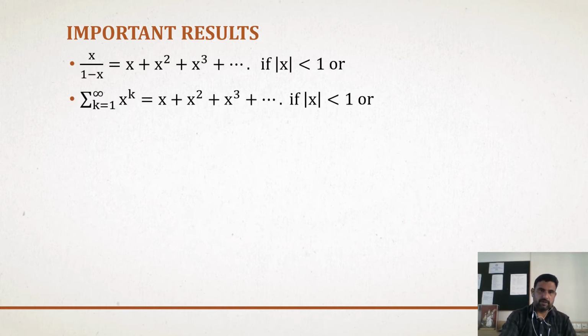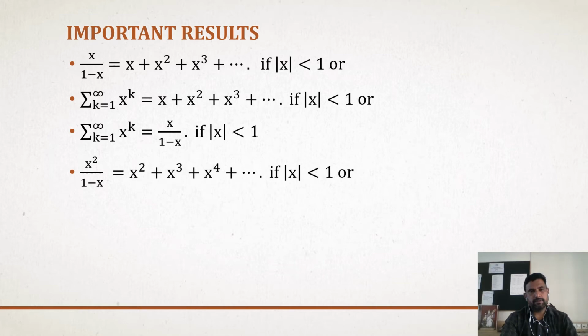Suppose x upon 1 minus x, then the result is x plus x square plus x cube plus dot dot dot, if mod x less than 1. And in summation format, k starting from 1 to infinity, the result is x plus x square plus x cube dot dot dot.